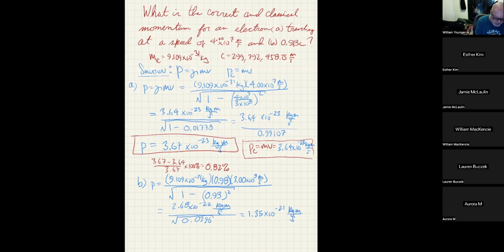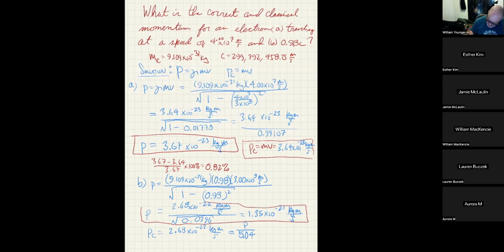Now notice in this case, if I divided that 1.35 times e to the negative 21 by the classical, which is 2.68 times 10 to the negative 22, I get 5 times. So in fact, P classical is equal to 2.68 times 10 to the negative 22 kilograms meters per second, which is literally 5.03, actually 5.04 times smaller than the actual P. So you can tell it's very, very important when you get to that high of a speed that you do the correct formula.